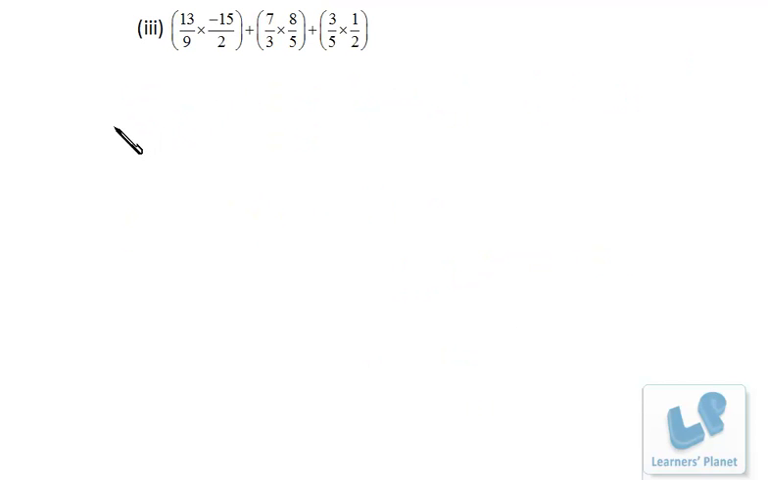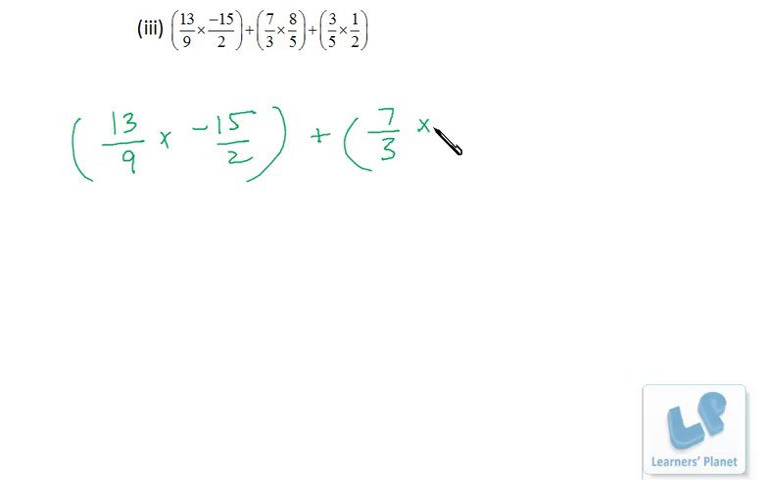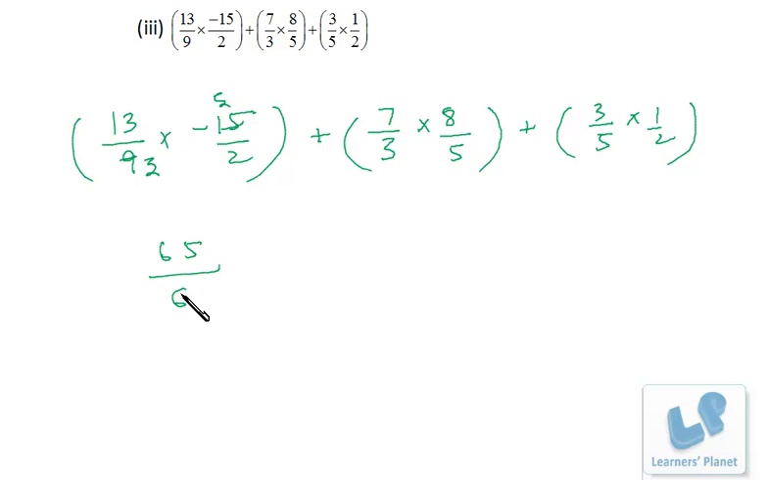Now let's take this. Now between 15 and 9, 3 is common. So 3 5s are 15 and 3 3s are 9. Now 13 into 5 is 65 and 3 into 2 is 6 with a negative sign. Okay. Here nothing is common, so just multiply numerator and denominator as it is. 8 7s are 56 and 5 into 3 is 15. Plus this is 3 by 10.